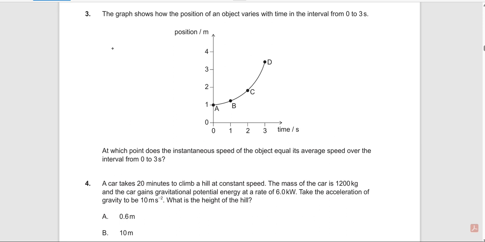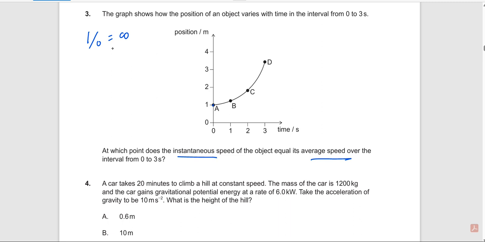Now, what is instantaneous speed? What is average speed? Instantaneous speed is nothing but displacement at a given time divided by time taken. For example, let us take point A. At point A, what is the displacement of the particle? 1 second, 1 meter. And what's the time? Time taken is 0. 1 by 0 is equal to infinity.